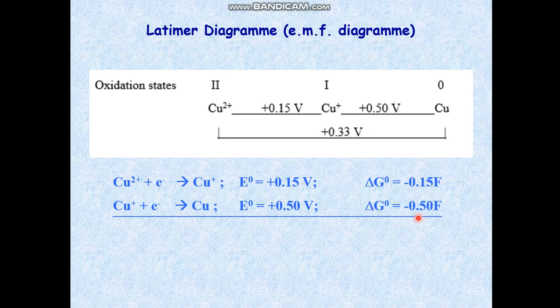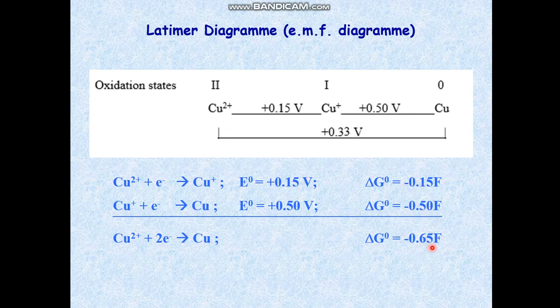Now we add them, and what do we get? Let's discuss the equations first. Cu+ and Cu+ are cancelling each other. These two electrons combine to produce 2 electrons. Here Cu2+ is left alone, so it is Cu2+, and here neutral copper is also left alone, so this is Cu. Only Cu+ and Cu+ cancel each other, other terms are left alone. So the final equation, Cu2+ plus 2 electrons equal to Cu, that is, we can get system 2 to system 0 directly. Their combined free energy is minus 0.65 Faraday.